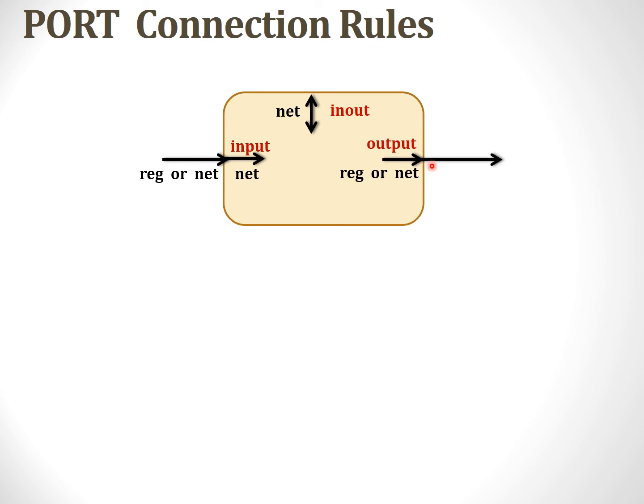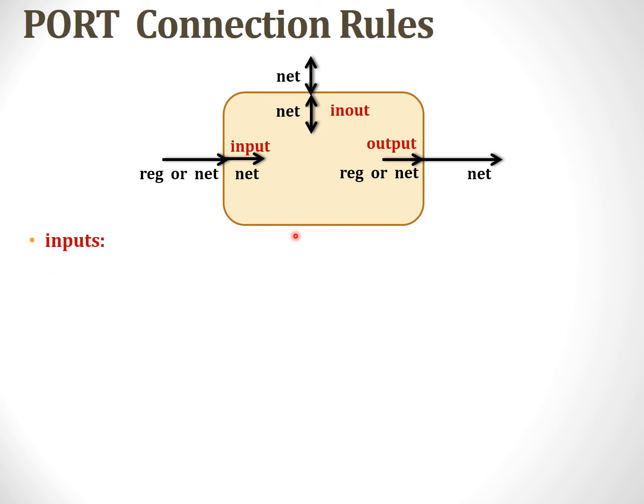Similarly, externally, when you see the behavior of the module for the applied inputs, the outputs keep changing. Meaning to say, externally the output port can behave as a net or a wire whose value keeps changing constantly. Similarly, externally the inout terminals also always behave as a net, they keep changing. So these are the port connection rules.